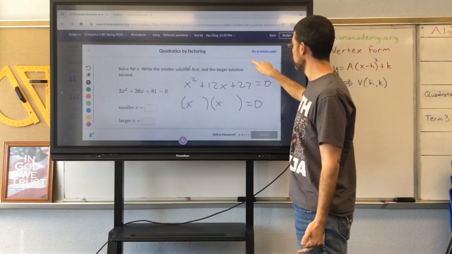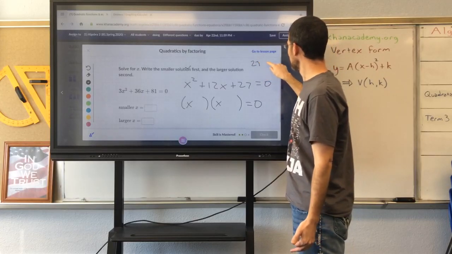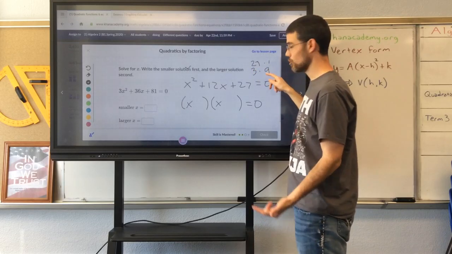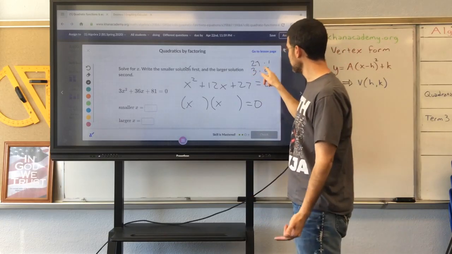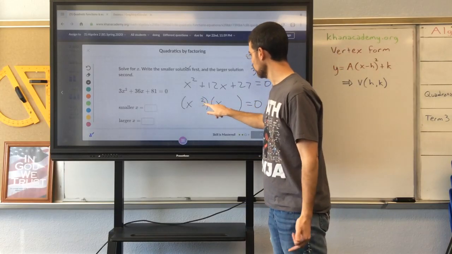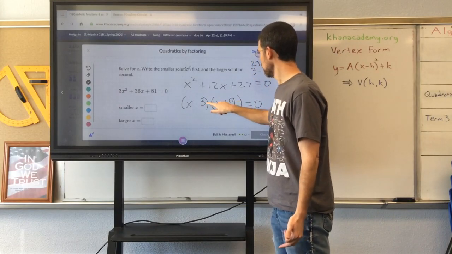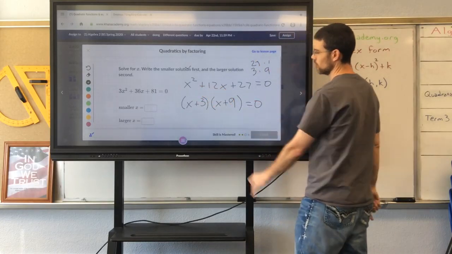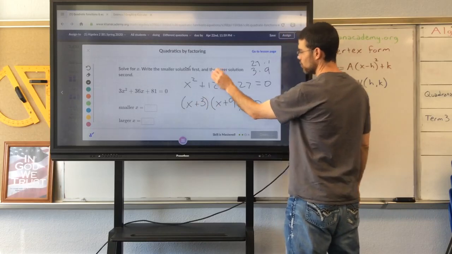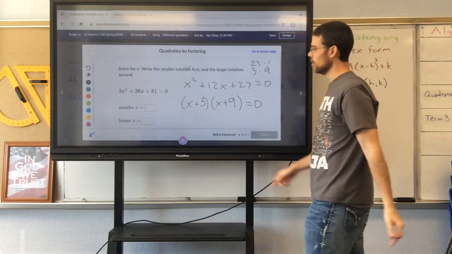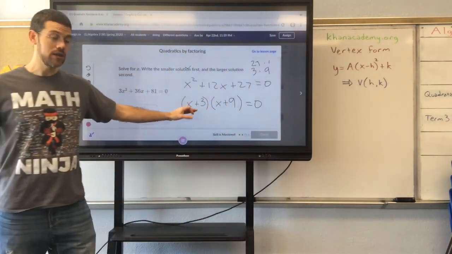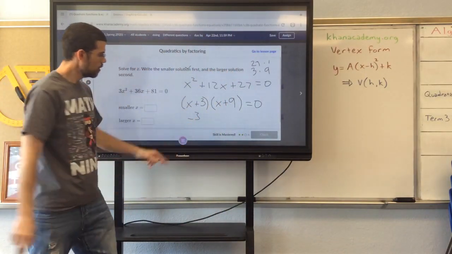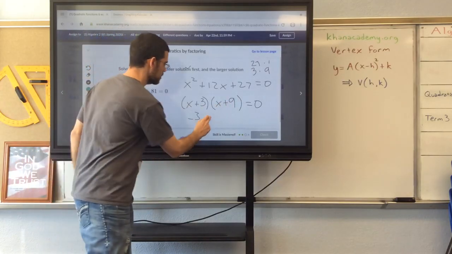Okay, so 27 times 1, 3 times 9, those are our options. And 3 plus 9 is 12, so those are the ones we want. We'll add both because we're adding 3x and 9x to make positive 12x. Positive 3 times positive 9 is 27. So x has to be whatever makes this 0, which is negative 3, or whatever makes this 0, which is negative 9.